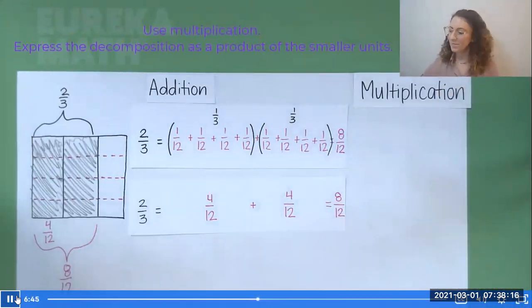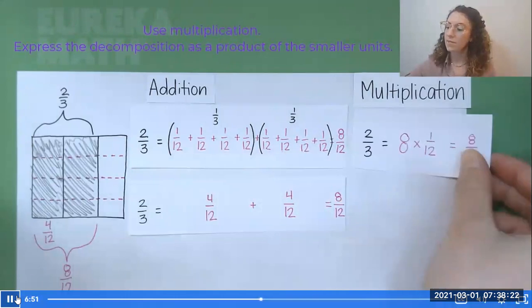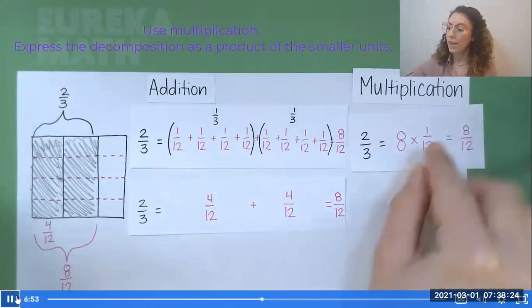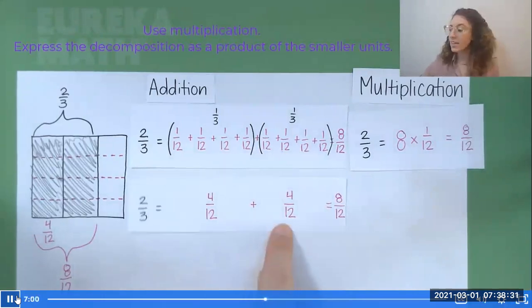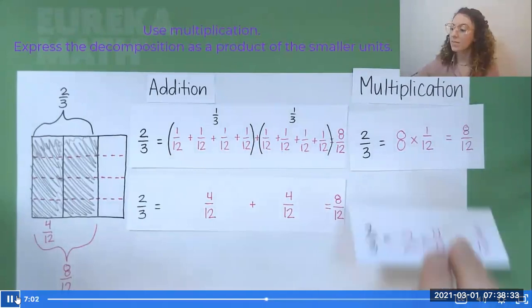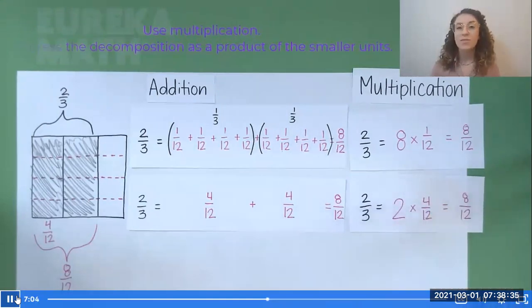Ready? Adding 1/12 8 times is the same as saying 8 times 1/12. And adding 4/12 2 times is the same as saying 2 times 4/12. Put a star next to the equation you like best to describe these equivalent fractions.